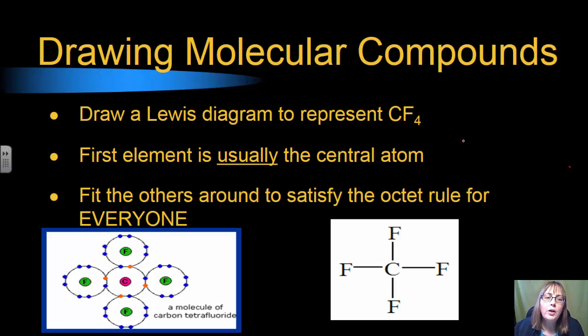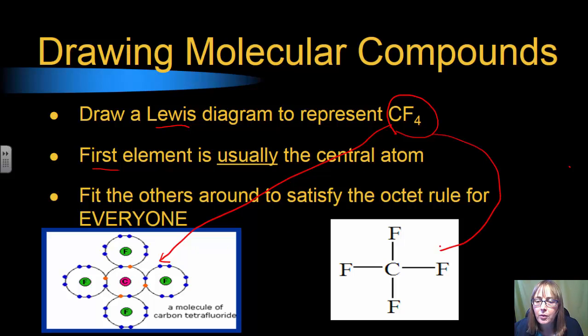If we want to do a Lewis dot diagram for a molecular compound, I'm going to show you guys how to do this. So we're going to use this example here of our carbon fluoride. With this carbon tetrafluoride, we're going to be using the first element, our carbon, and we're going to be putting it into the middle. Here's one of these diagrams, the stick diagrams that we drew before when we were doing the molecular compounds, the models.